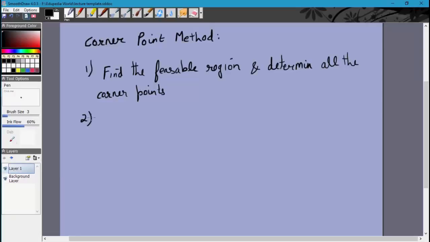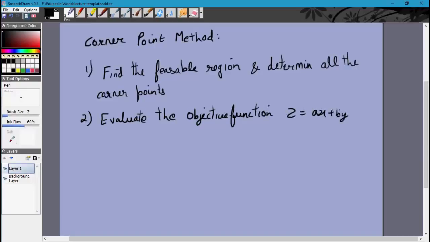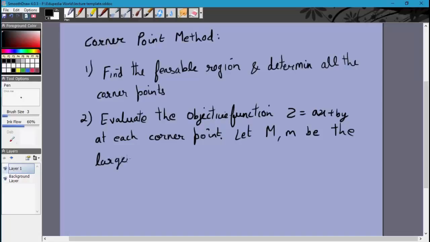Then the second step is evaluate the objective function. For two variables, it would be z is equal to ax plus by, and you evaluate it at each corner point. And let capital M and small m be the largest and smallest value of z at a corner point.